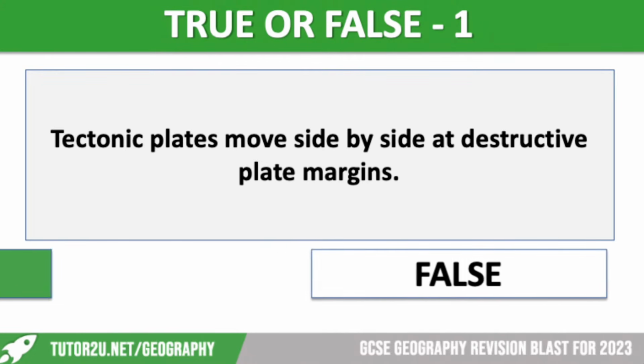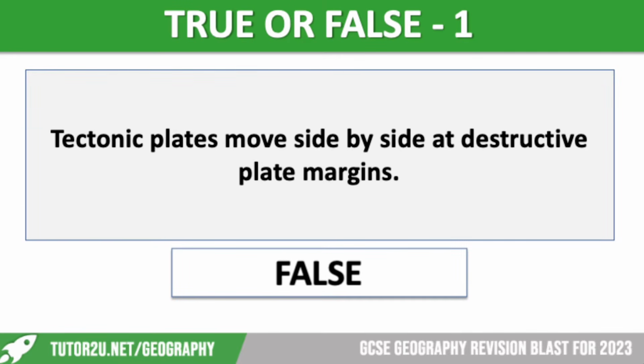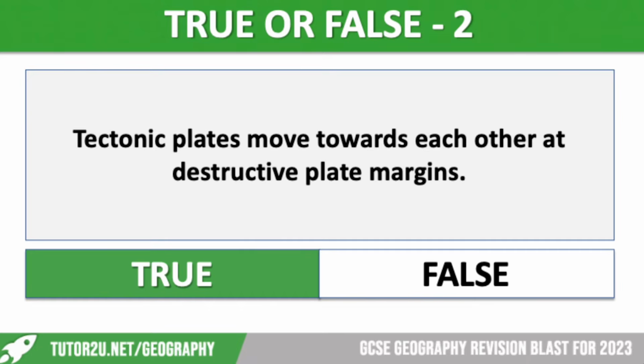Let's reveal the answer. It's false. That's what happens at a conservative plate margin. Right, tectonic plates move towards each other at a destructive plate margin. Is that true or false?